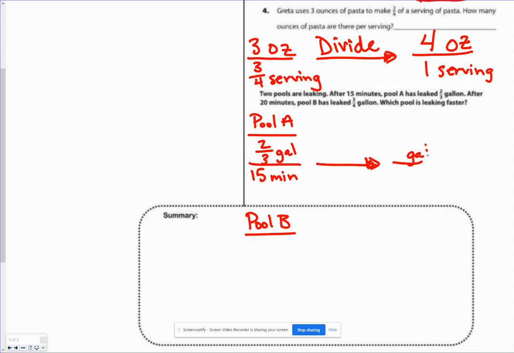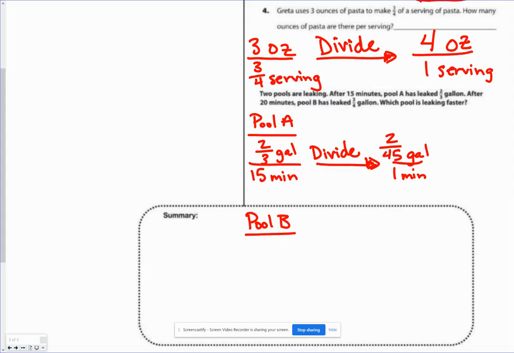So we want to know, how do we get this to be gallons per what? 1 minute. We want the 1 on the bottom. So right now 15 is there. We don't want 15. You have to divide. So 2/3 divided by 15 gives you 2/45 of a gallon. Now, 2/45 of a gallon is not that much fun, and I'm going to tell you why in a little bit. But let's go first to pool B.